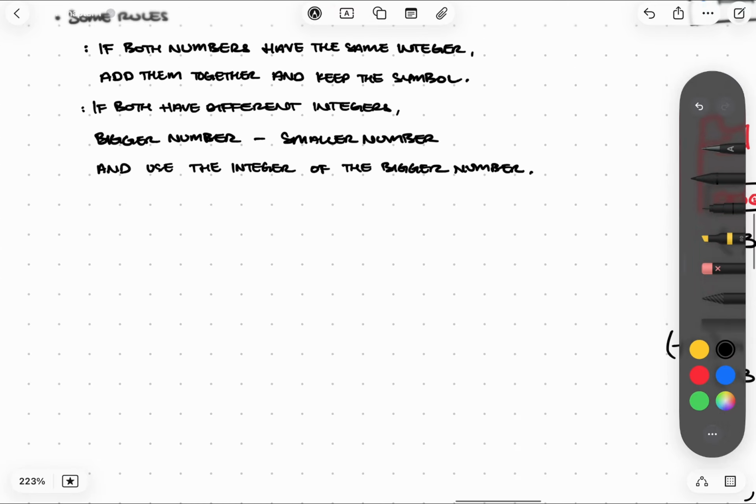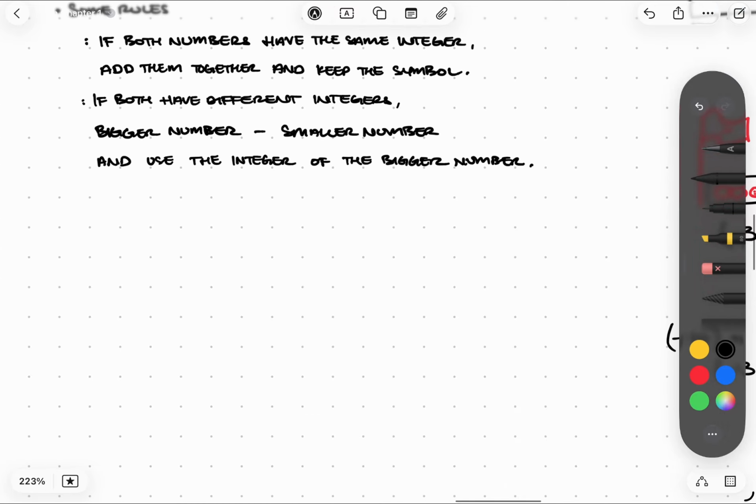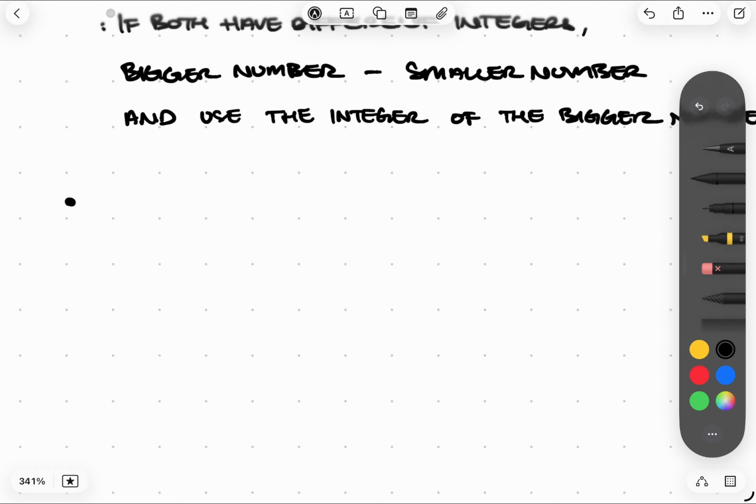So, let's add this. Keep in mind that everything that we've written so far is about adding integers. So we're going to start this section off by saying, when subtracting integers, we are going to try to stick with what we already know. So let's do that.